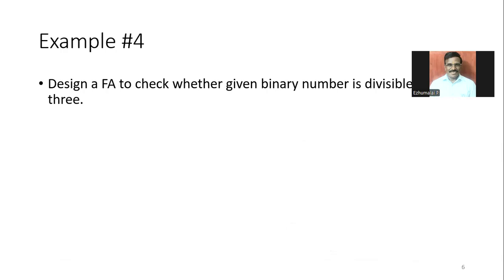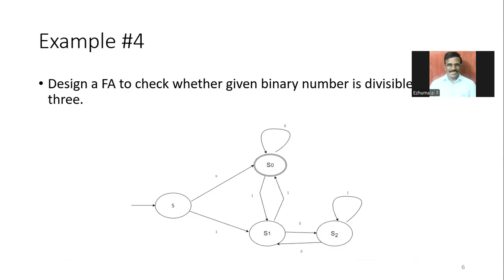Design a finite automata to check whether the given binary number is divisible by 3. If any number given as input is divisible by 3, the input will be accepted, reaching the final state. If it is not divisible by 3, the input does not reach the final state. S0 is the starting state. If we are giving input 0, it goes to S0. If we are giving 0 again, it goes from S0 to S0. If we are giving 1 in S0, it goes to S1. From S1, if we are giving 1, it goes to S0.